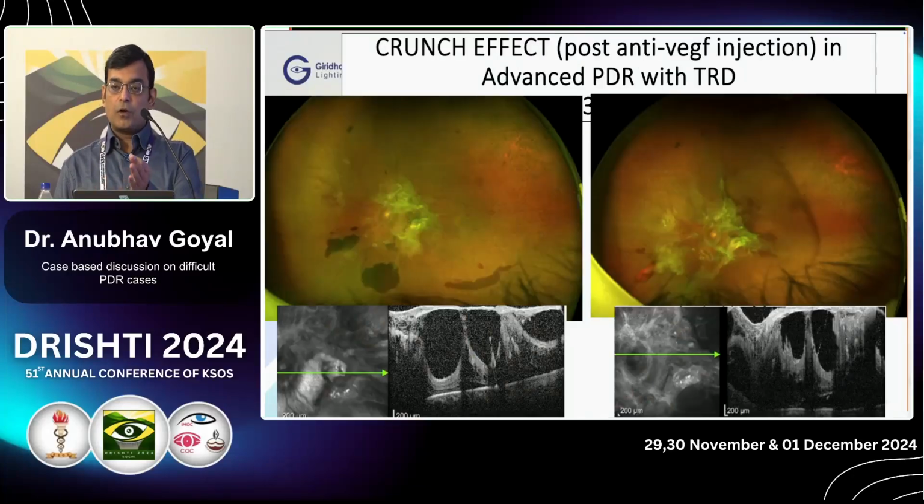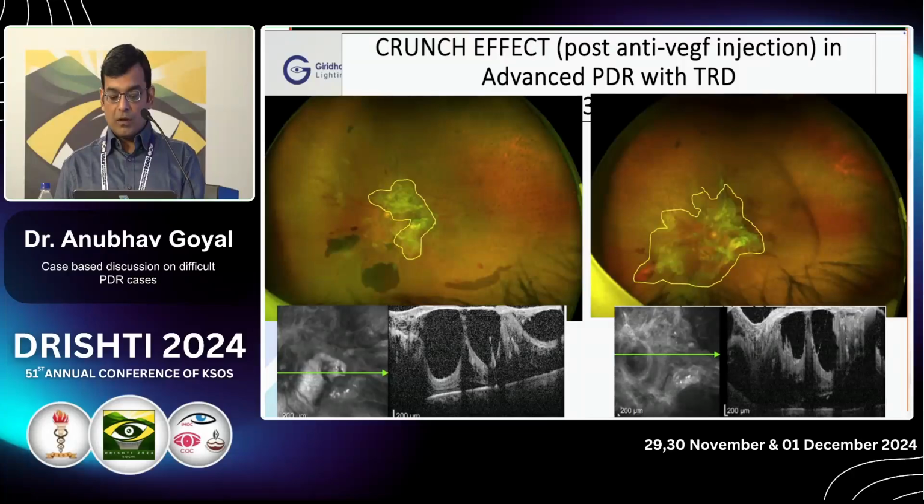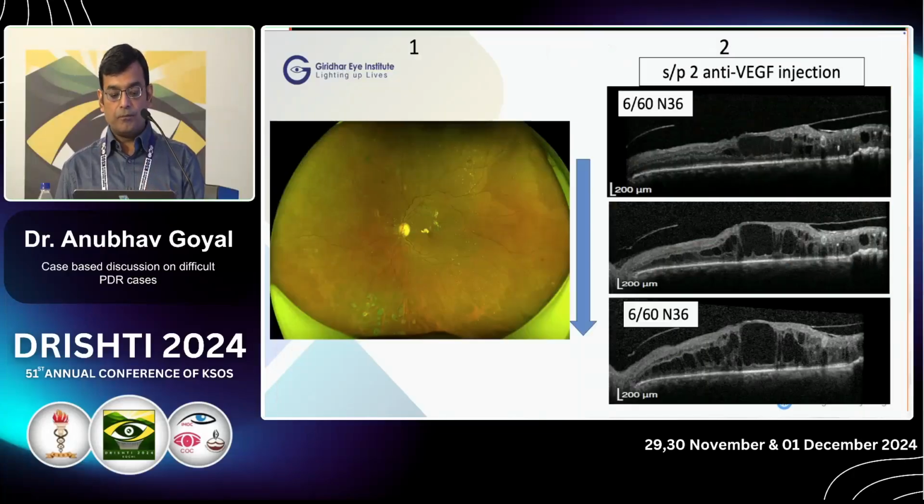This is a crunch phenomenon. What I told is, anti-VEGF on the left side, you see a small FVP, which was limited to the macula. After anti-VEGF, within 4 days, it increased, and the TRD also increased in the macula, so the patient was taken for surgery. So if a patient has vitreomacular traction or ERM, even though you see edema, it will not improve with medical management. You have to do vitreous surgery.